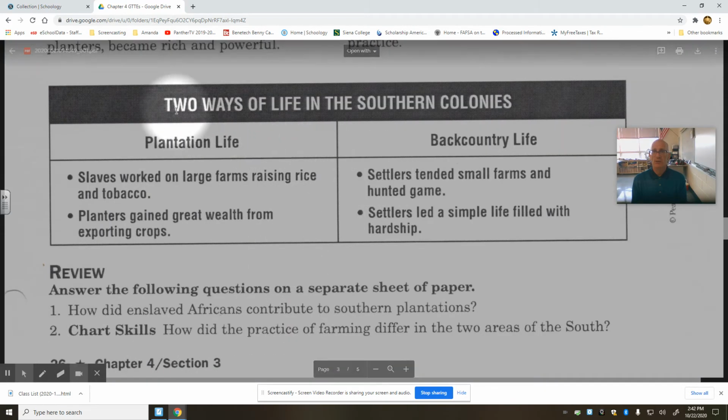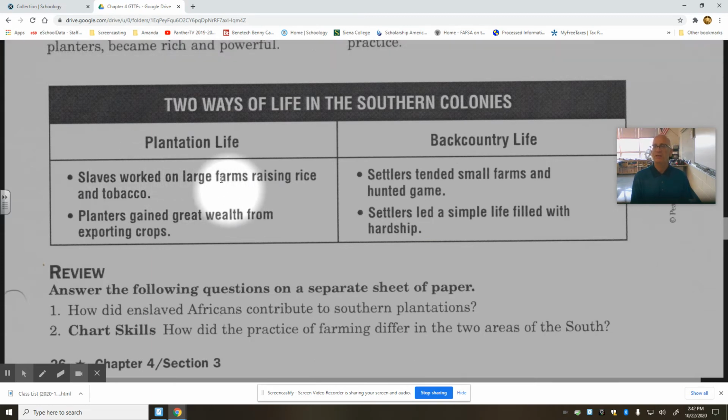And on our chart today, we're going to be looking at two ways of life in the southern colonies. We highlighted a little bit of this just a moment ago in our reading when we talked about plantation life and backcountry life. Let's look at the two ways of life in the southern colonies. Plantation life consisted of slaves working on large farms, raising rice and tobacco. Not the only two crops that were raised in the colonial period. There will be others, and we're going to talk about cotton plantations and other types of plantations as the year goes. But generally speaking, in the early period in the colonies, slaves worked on large farms raising rice and tobacco.